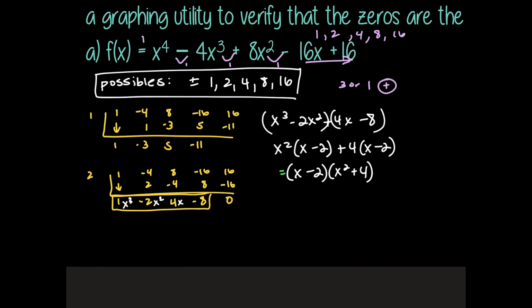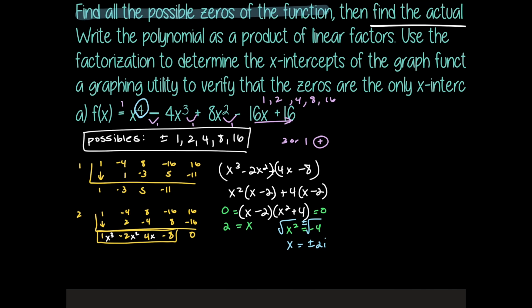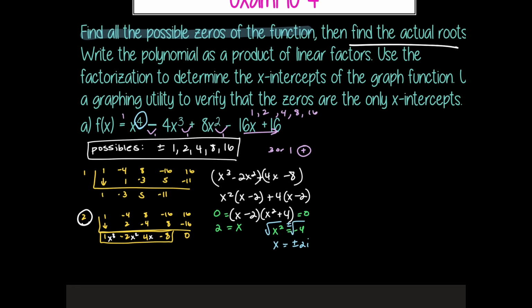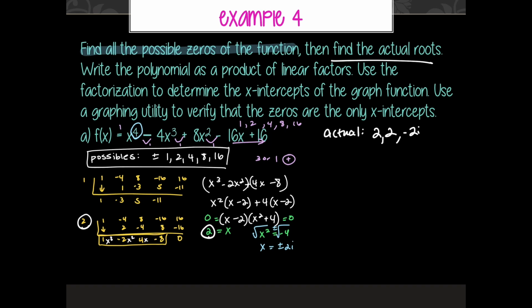So then to solve these, I would get x equals 2. X squared would equal negative 4. Square root both sides, doing the plus and minus. And x equals plus and minus 2i. So my 4 roots are the 2 I found from the possible roots, so my actual roots: 2, the 2 I found from here, so it's a repeated answer. You don't need it twice, but it is important to identify that they're both there because that's how I know that there's 4 roots. And then negative 2i and positive 2i.